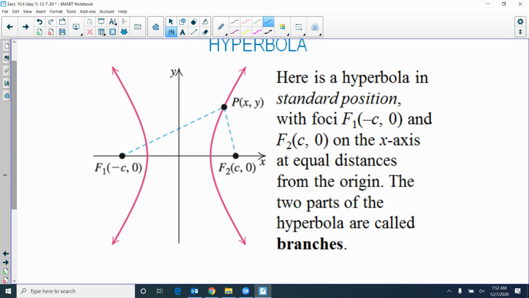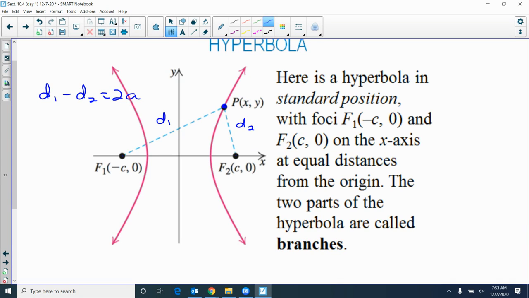Okay. And here is the way this works. For an ellipse, you add the distances up, and it's always the same. For a hyperbola, you take your two distances from any point to the two foci, and you subtract them, and it's going to be 2a. Now, I don't even have what a is yet. I'll explain that in a second. But you're going to subtract for a hyperbola. Okay, so we're going to get these two pieces of branches.